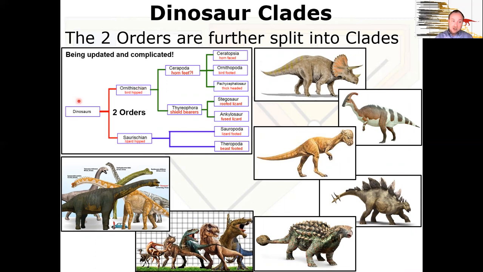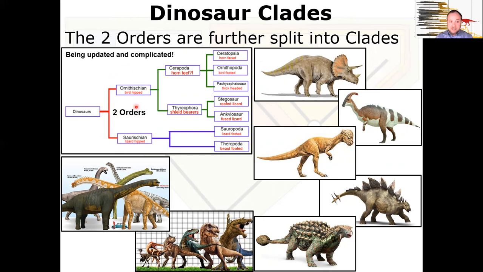So if we look at all of the dinosaurs, there's a major split into two orders. These are actually two entirely different modules later on in the course. There's the ornithischians, the bird-hipped dinosaurs, and there's the saurischians, the lizard-hipped dinosaurs.